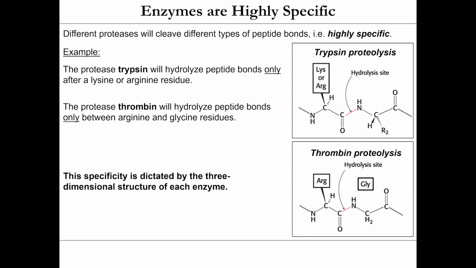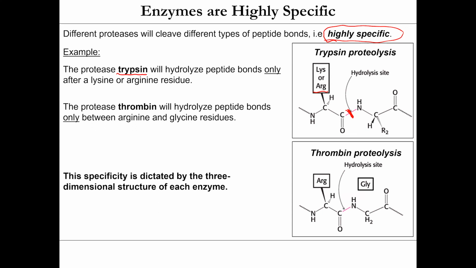And this specificity goes even further. Different proteases don't only just cleave peptide bonds, but specific proteases will only cleave specific types of peptide bonds. So they are highly specific. Some examples of this are the protease trypsin. Trypsin will hydrolyze peptide bonds only after a lysine or an arginine residue. So it cleaves this peptide bond right here, but only if there's a lysine or an arginine residue directly before that peptide bond.